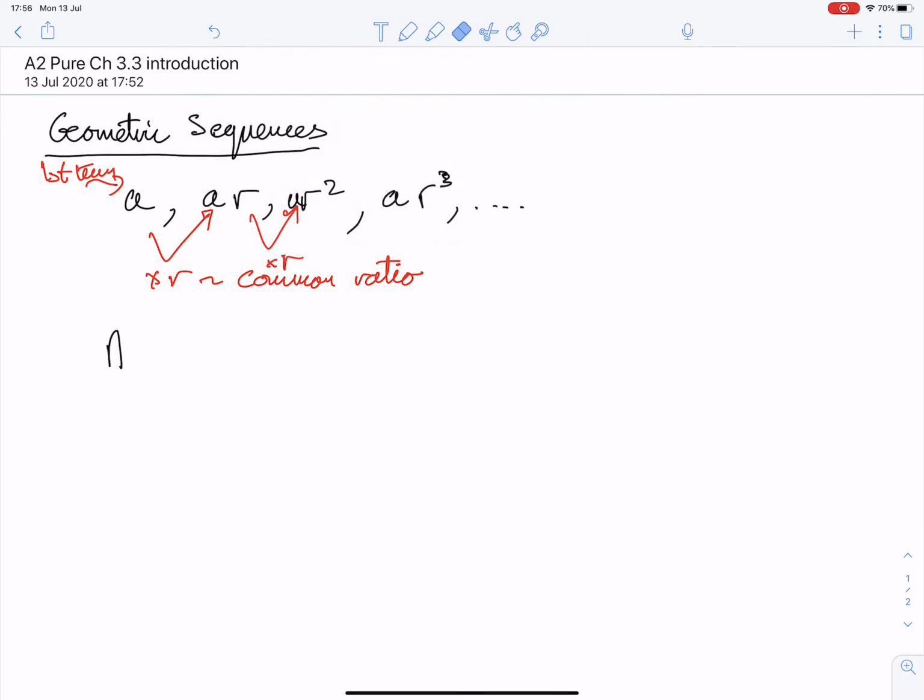So the nth term, which we will describe as Un, like we have in the past. So Un equals AR, and just like with the arithmetic sequences, we add n minus 1 terms. So here it's AR to the n minus 1 for the nth term. Okay, so that is the nth term of a geometric sequence.